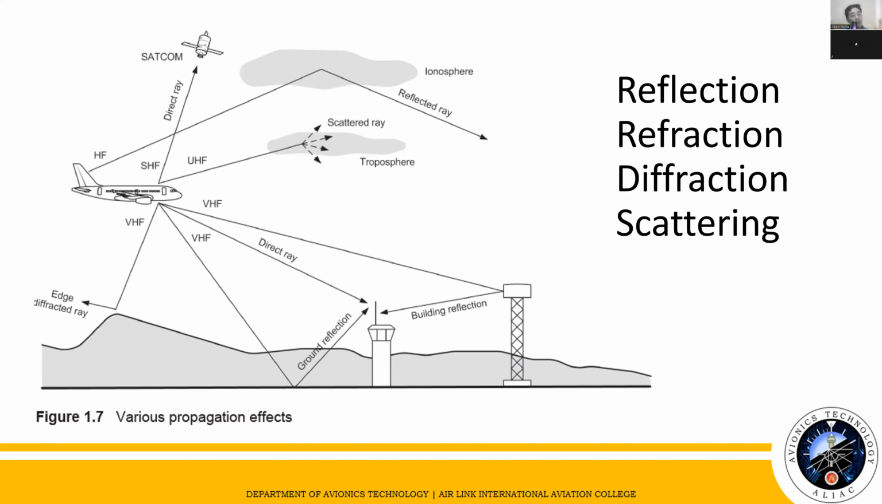Again, refraction occurs when a wave moves from one medium into another, in which it travels at a different speed. For example, when moving from a more dense to a less dense medium, the wave is bent away from the normal.